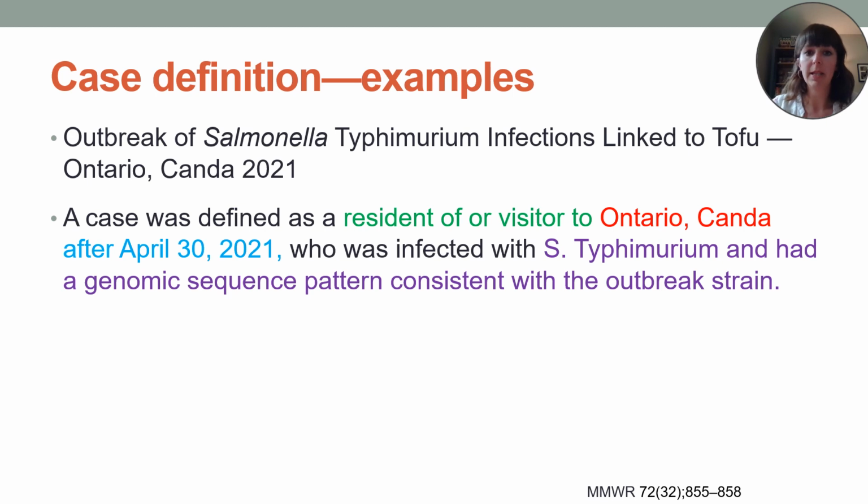So in purple, again, we see the clinical findings, which in this case were laboratory testing results. The time was after April 30th, 2021. The person was restricted to someone who was in the location during the time period of interest, and the place was Ontario, Canada. Now, an important thing to notice here is what is not in the case definition, which is the exposure. So we know once this is published, after the outbreak had ended, this MMWR report was published that it found the outbreak was linked to tofu. But remember, during the investigation, our goal is to identify this exposure, so we cannot include it, even if suspected, in the case definition.